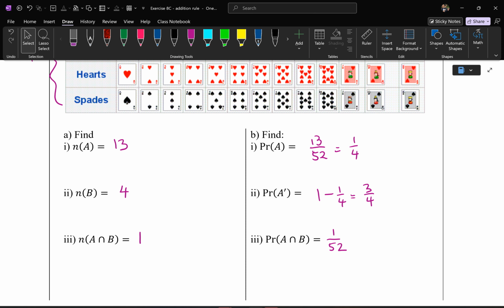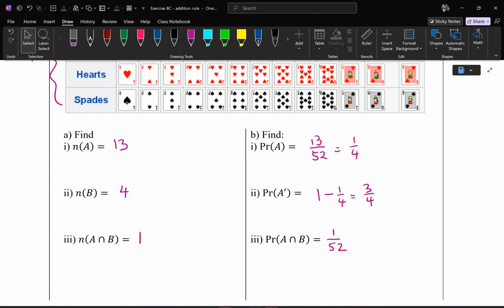It should be 13, 4, 1. So at least this side, 3 out of 3 so far. And then 6 out of 6, meaning you've simplified your fractions: 1/4, 3/4, and 1 out of 52. Keep your hands up. All right, that's good. That's a good percentage. Very good.